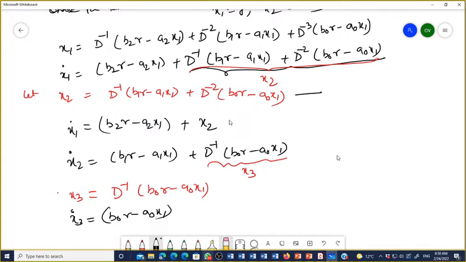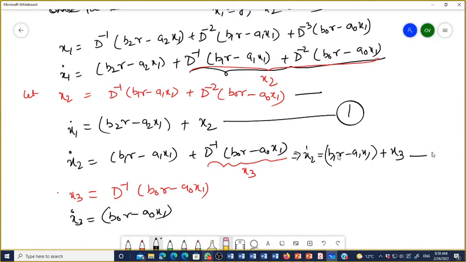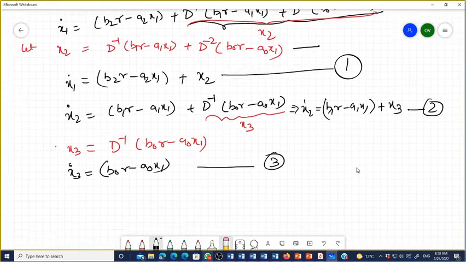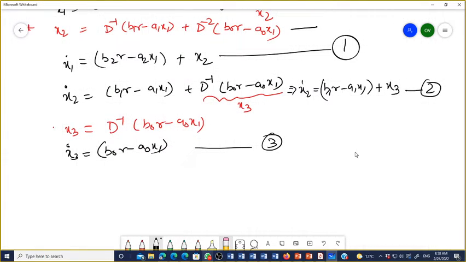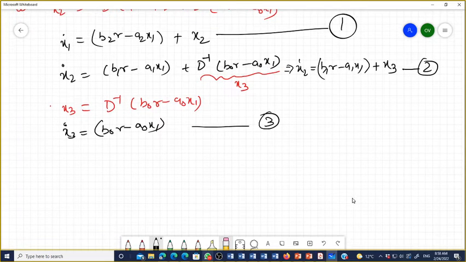First one is this one. Second one, if I'm not wrong, you have written x2 dot is equal to b1 r minus a1 x1 plus x3. This is the second, and the third equation is simple. On the basis of this, you can now represent the state space equation: x1 dot, x2 dot, x3 dot.